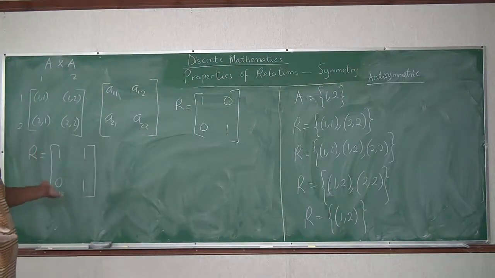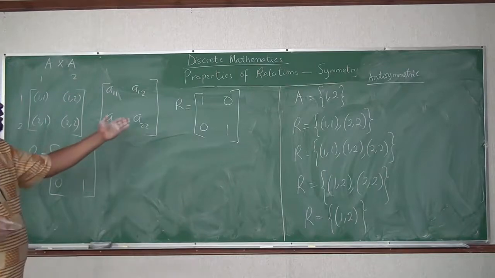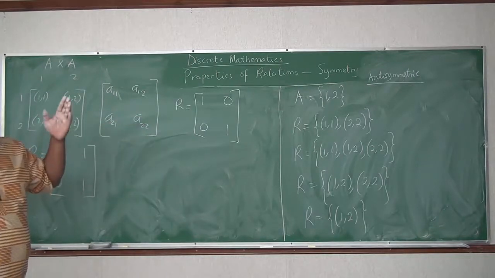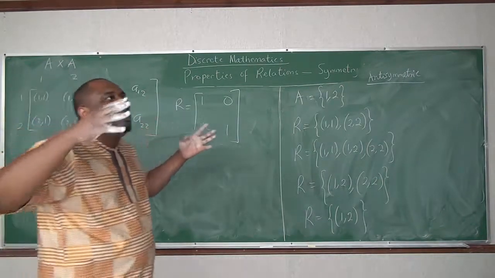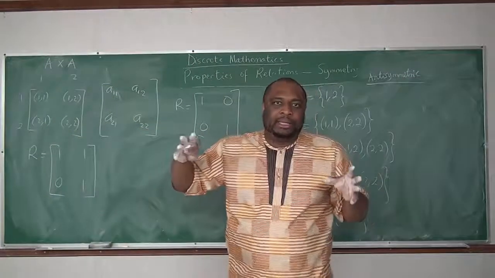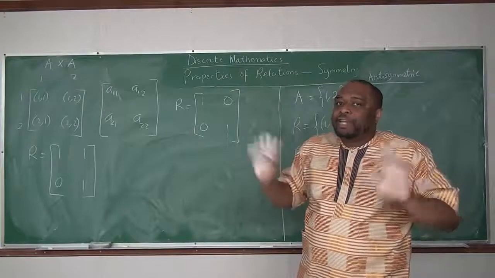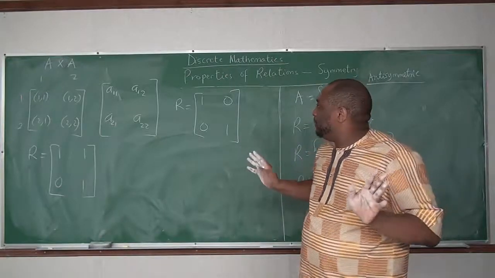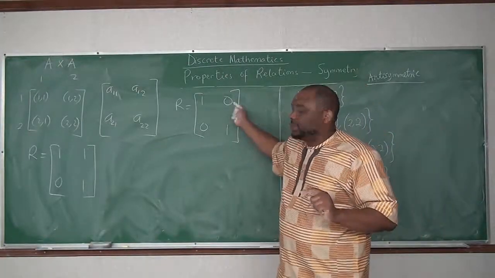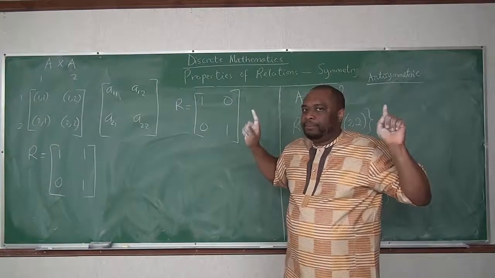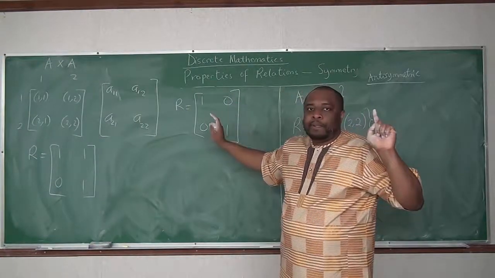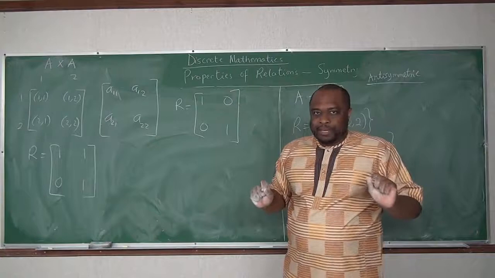With antisymmetric, if you have AB and BA, then A must be equal to B. But if you don't have it, no problem. In this case, we don't have it, so no problem. But if we have it, it must be equal.